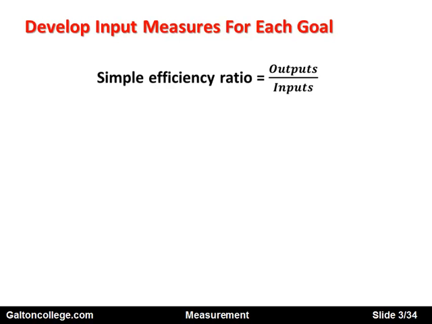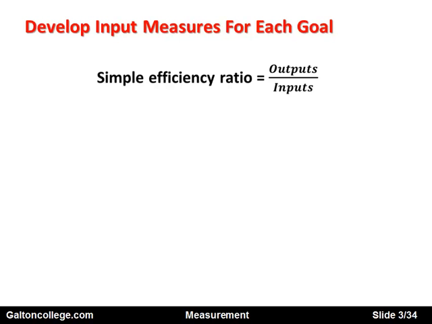So if you take a simple efficiency ratio, it's outputs divided by inputs. That seems very, very simple. The problem is a company may produce many outputs. It may produce different amounts of each. It may have a very complex input system. It may have different types of machines, different types of technology, different types of personnel, different stores requirements, different distribution channels.